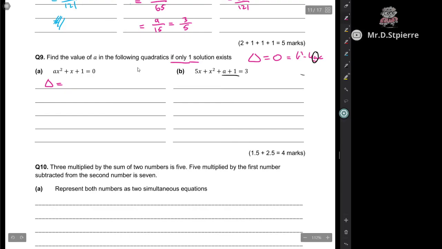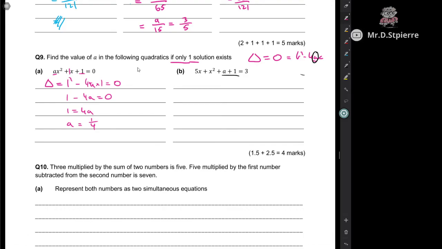So the discriminant for this one is equal to, well, it's a 1 in front of that x, so it's 1 squared take away 4 times A times 1 times 1, and we're going to let that equal 0. So we get 1 take away 4A is equal to 0, so 1 is equal to 4A, so A must be equal to a quarter, just using algebra.